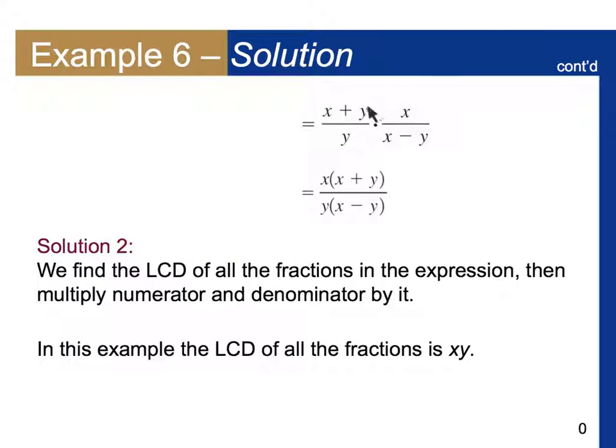So that takes us to this step. Now we have x plus y over y times x over x minus y. So we flip that second fraction. Okay. Now here's where we look for common factors up and down, or diagonally.